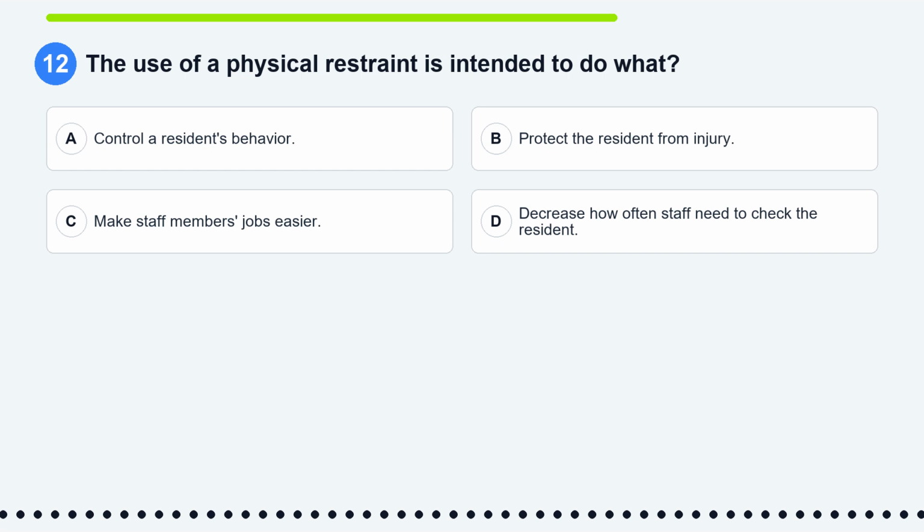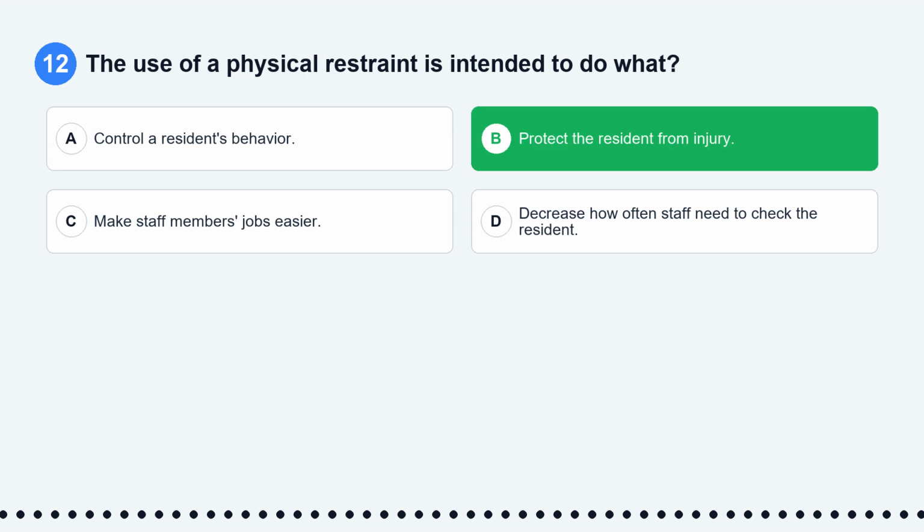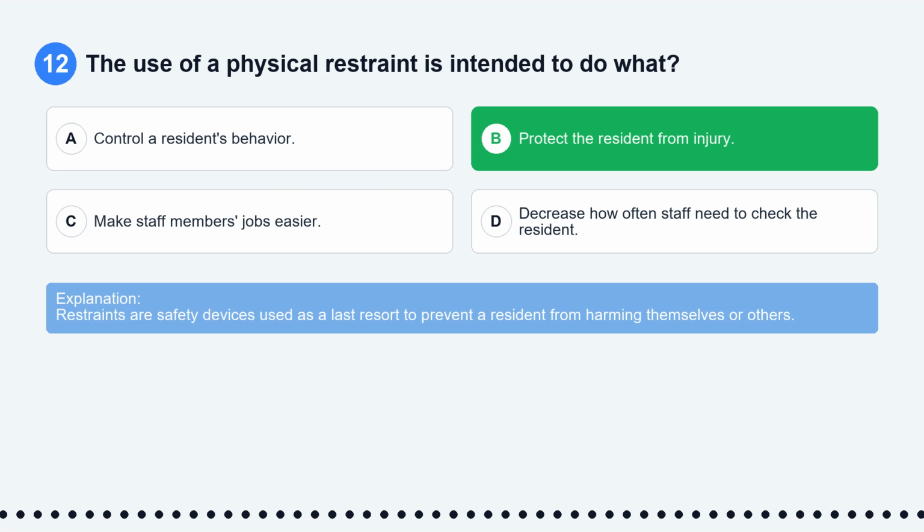Option A, control a resident's behavior. Option B, protect the resident from injury. Option C, make staff members' jobs easier. Option D, decrease how often staff need to check the resident. The correct answer is option B, protect the resident from injury. Restraints are safety devices used as a last resort to prevent a resident from harming themselves or others.